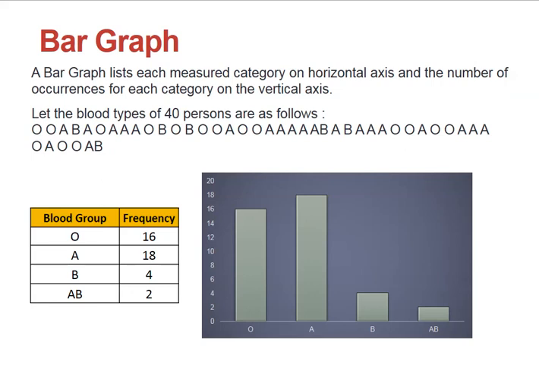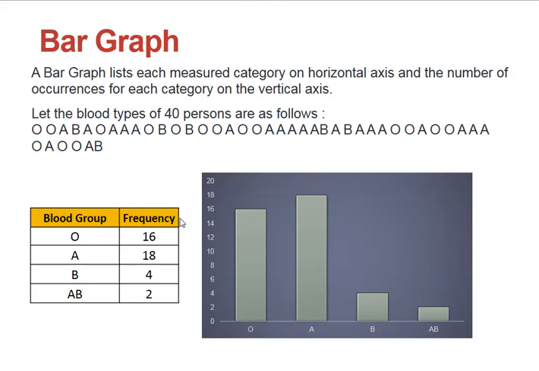What is a bar graph? A bar graph is generally used for categorical data sets. If you remember, we discussed our previous example of blood samples for 40 members. This is the table we concluded with the frequency of each blood group. For blood group O, the frequency is 16 in my data set. Blood group A, the frequency is 18. For blood group B, the frequency is 4. And for blood group AB, the frequency is 2.